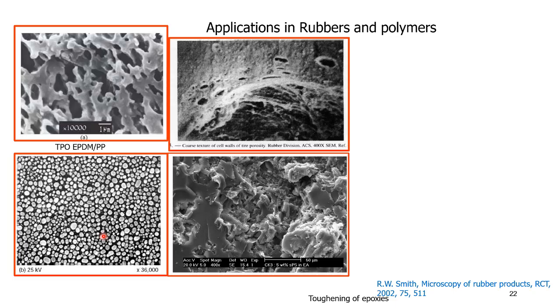So now coming towards the application. This is showing a rubber sample and a polymer sample. This kind of structure shows the toughening of epoxies. As you can see here, there are voids present, and this is a coarse texture of cell walls of a tire, which has porosity in it, and then they have done some processing, and then it got toughened. So these are different kinds of images for different products.